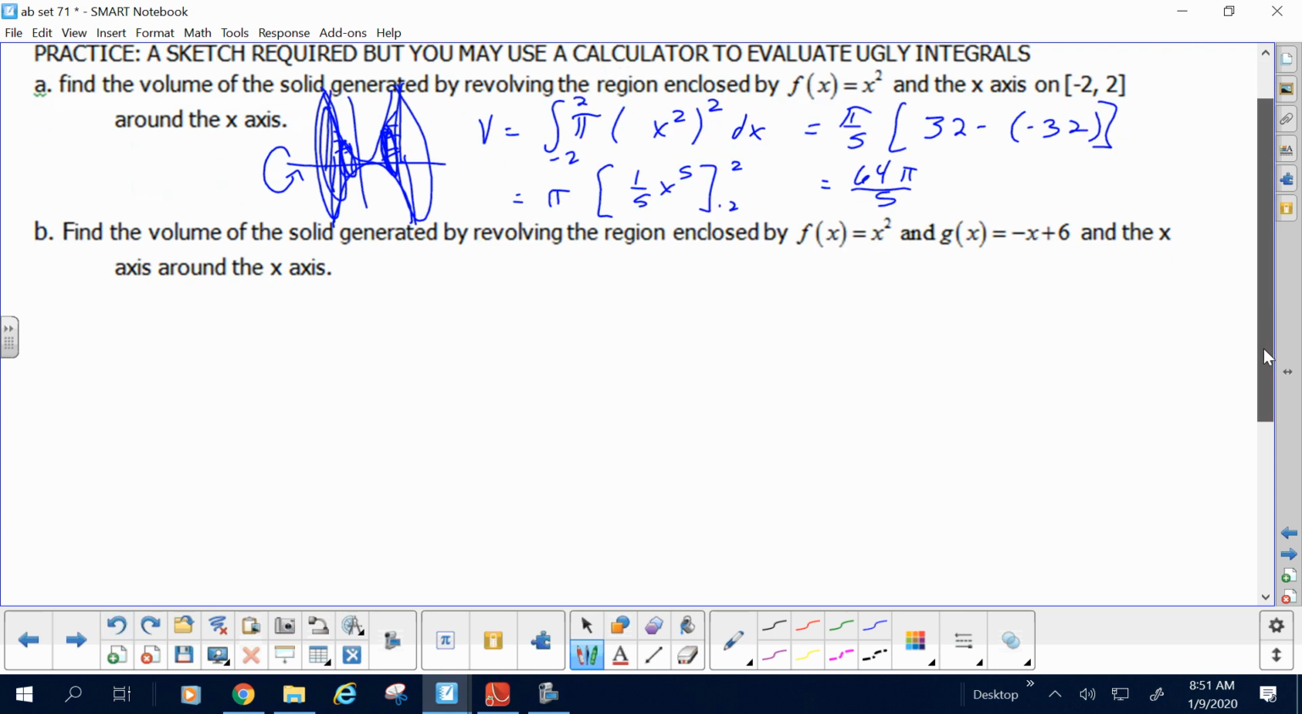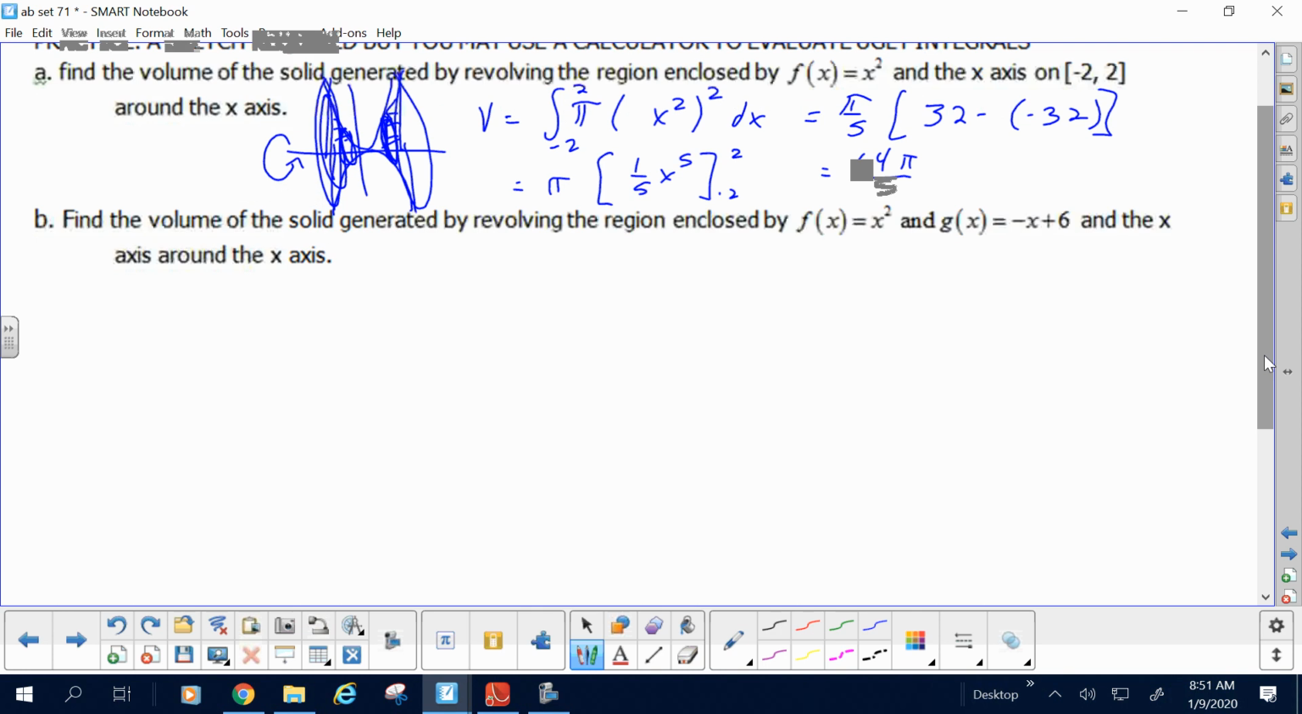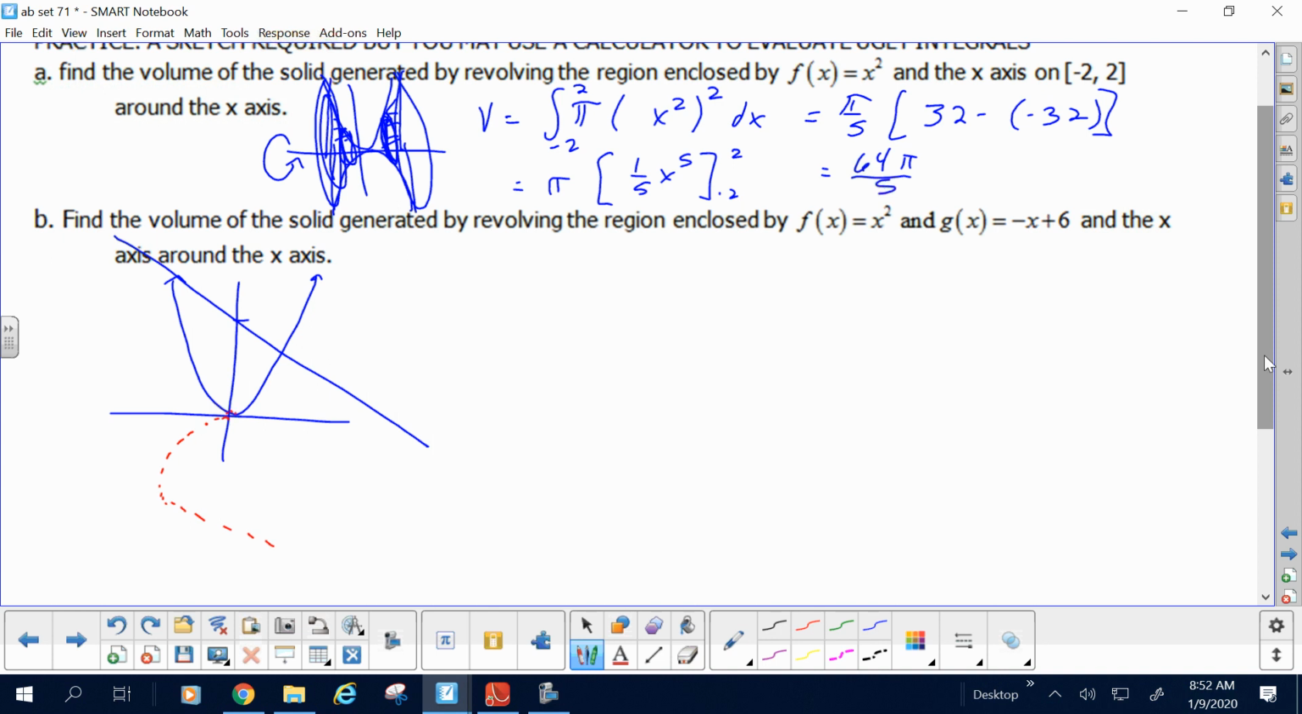All right? This one will be calculator active. This will get a little messy. But first, we can draw it without a calculator. So would you sketch the two graphs, please? There's the old parabola. What does negative x plus 6 look like? It's a line with what attributes? Up 6 and a slope of down 1 over 1. All right, so we have a region like that. Now we're going to revolve that around the x-axis. So do a reflection of that region. Oops, I did it the wrong way. Okay. Do a reflection of that region. And we're going to find the volume of this figure, yeah?